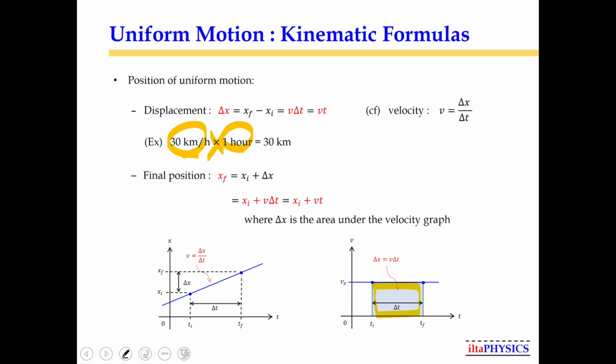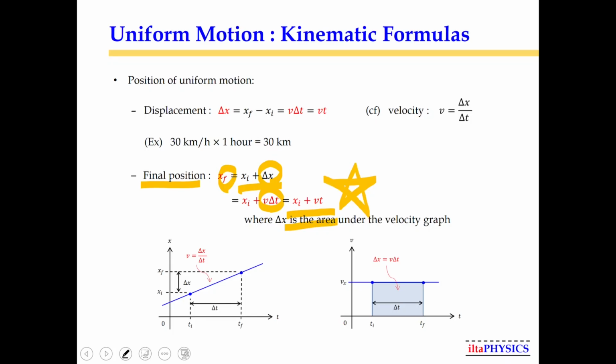Now, let's rearrange the equation in terms of final position. From the definition of displacement, final position equals initial position plus displacement. And since displacement in uniform motion is velocity v times time, we can write it like this. If we assume initial time is 0, then the final position equation becomes this. That was a long explanation, but if you understand uniform motion, all you really need to remember is this final equation. And that's the end of our discussion of uniform motion.